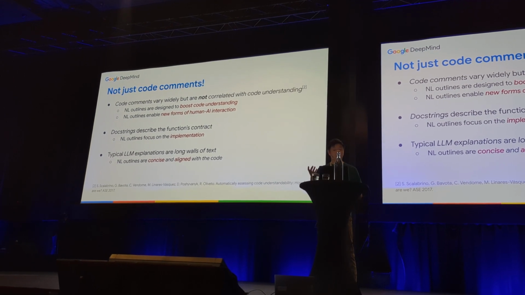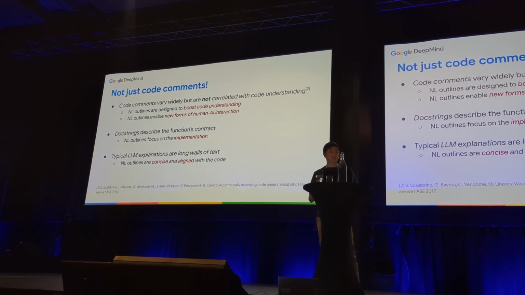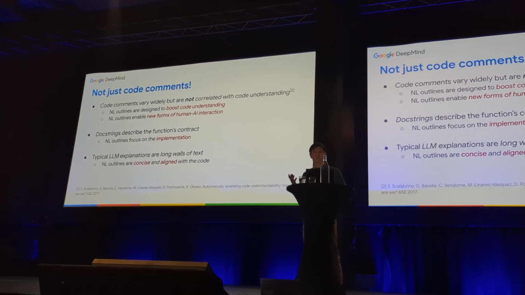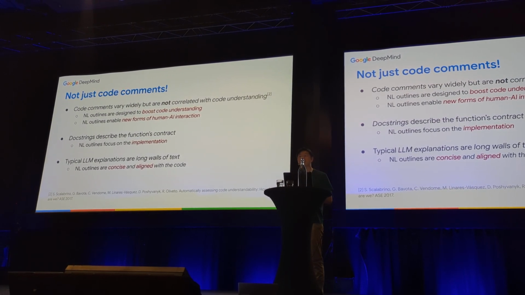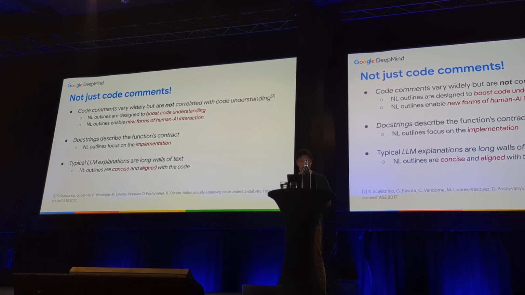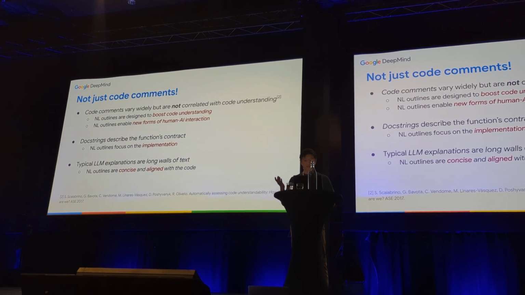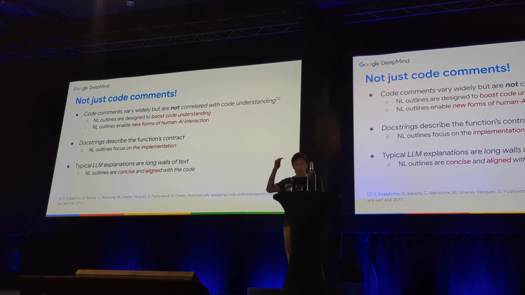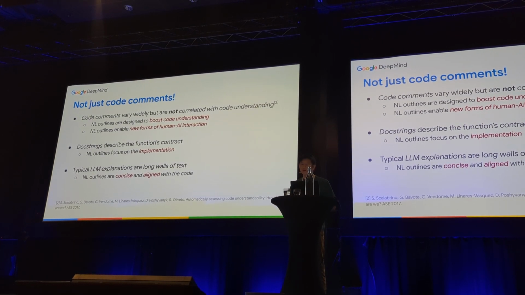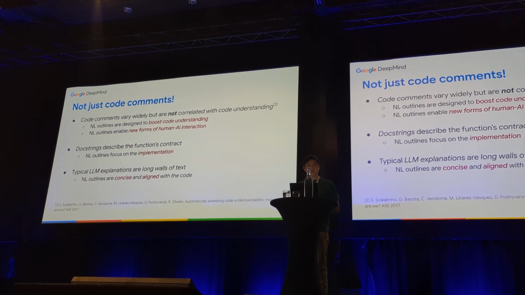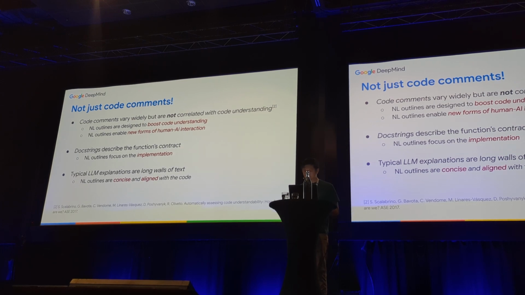NL outlines differ from docstrings because docstrings describe the function's contract to help users of that function, but NL outlines focus on the implementation to help the developers of the function. And if you ask an LLM to explain some code, typically you'll just get a large wall of text. No one wants to read this much in the middle of development. Instead, NL outlines are concise and aligned with the code.